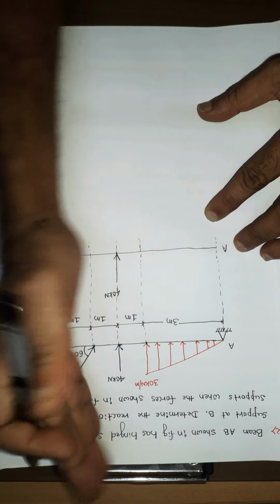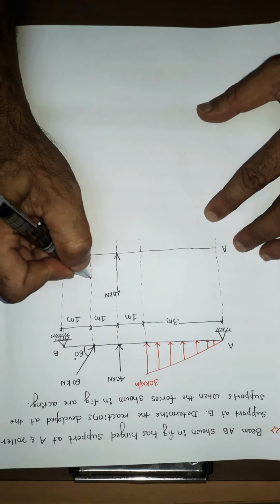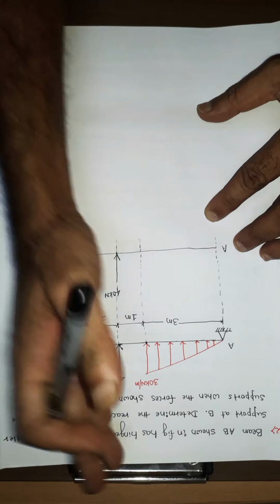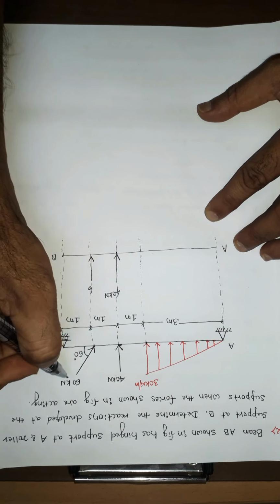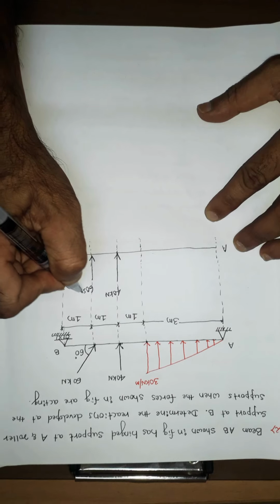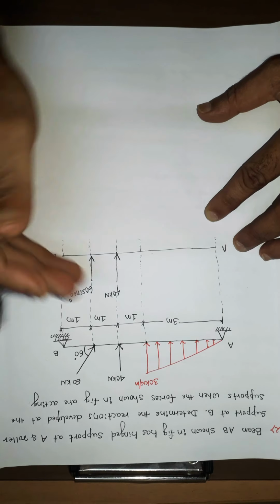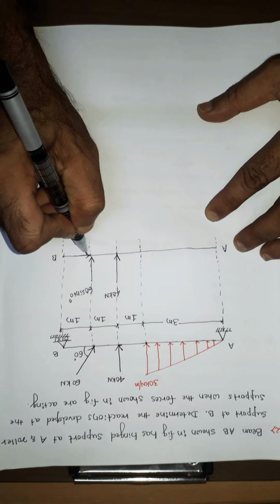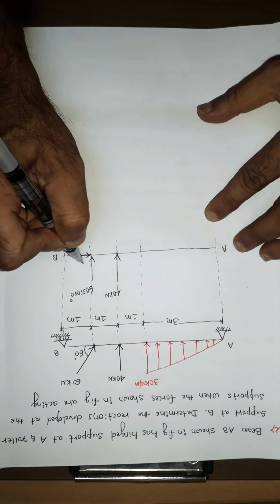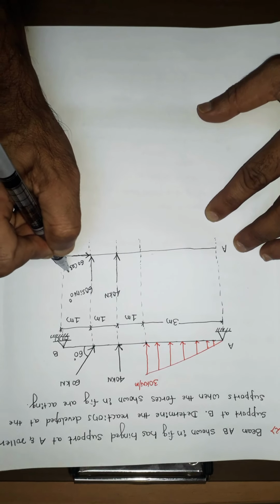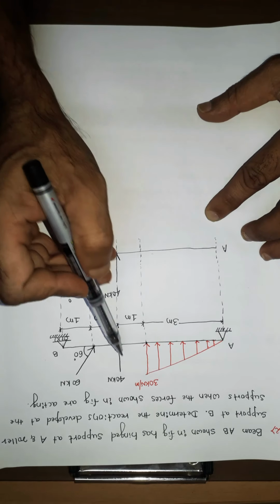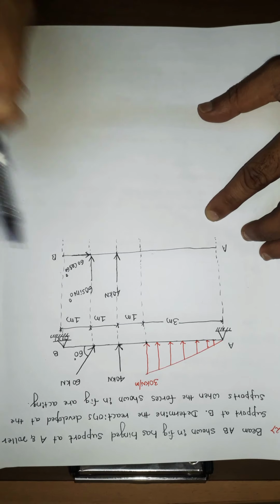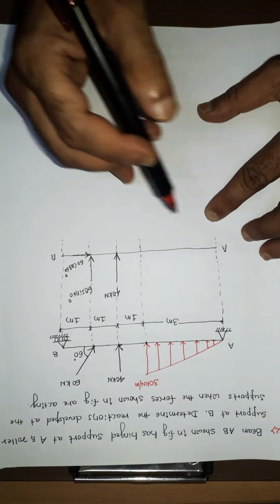You can resolve this vertically and horizontally. When you resolve this vertically, this is the vertical component, and the vertical component is 60 sin 60. When you resolve this horizontally, this is the direction, so this will be 60 cos 60. So this is the 40 kilonewton load, and the inclined load is resolved into 60 sin 60 vertical and 60 cos 60 horizontal.